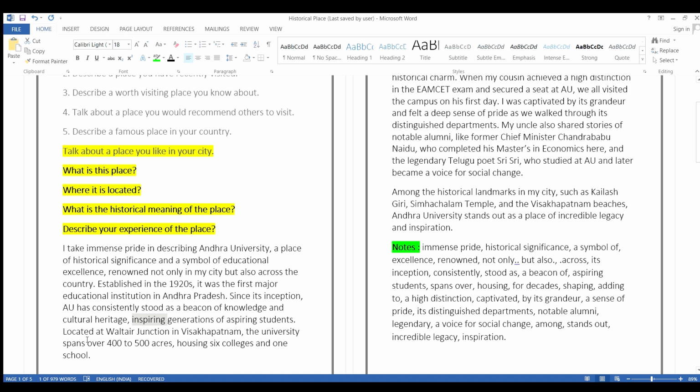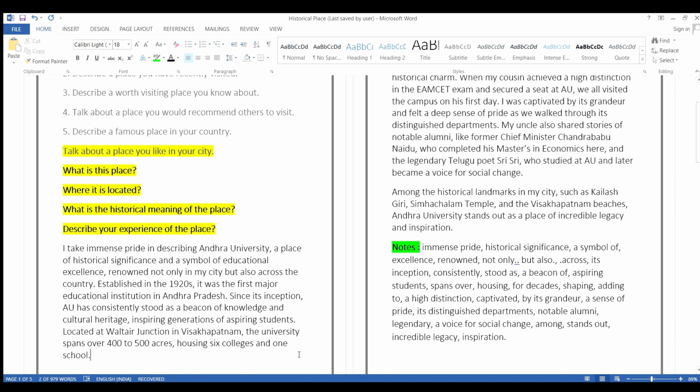Right. Located. Now answering the second bullet point again, where it is located. So it is located at Waltair Junction in Visakhapatnam. Our pauses are saying you to be natural. So learn all this. And how do we learn? Through practice. So it is located at Waltair Junction in Visakhapatnam, the university. Now see here, we have used the word Andhra University. Here we have paraphrased it as AU, and here we have taken it the university.